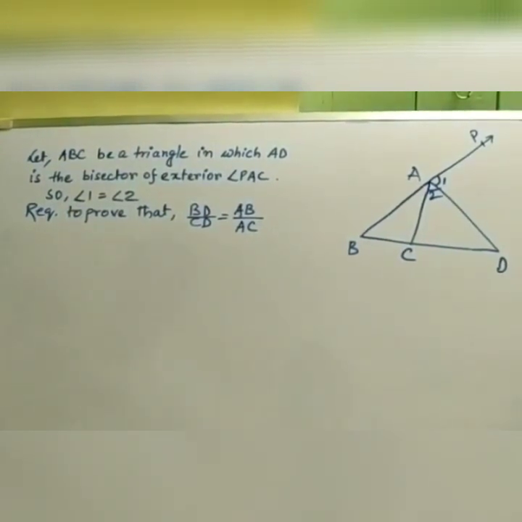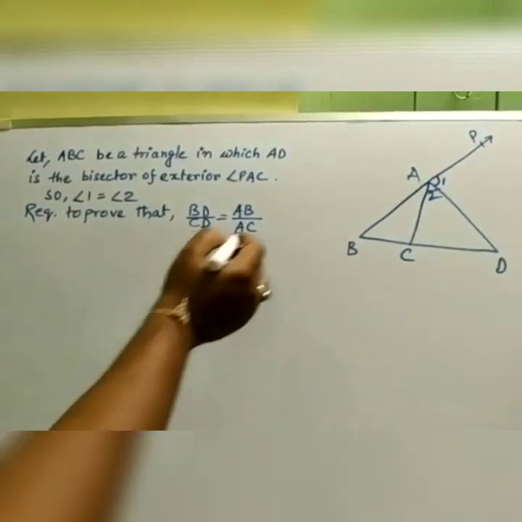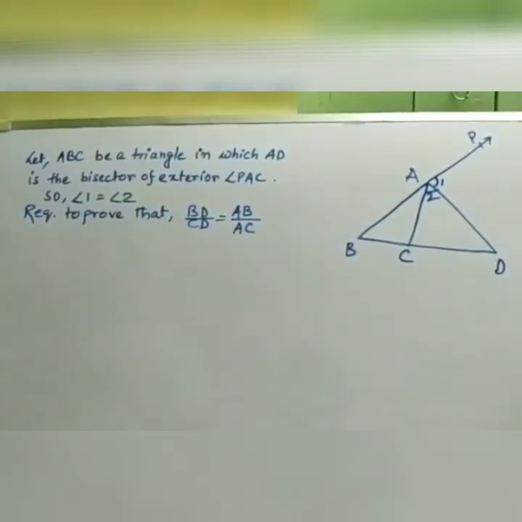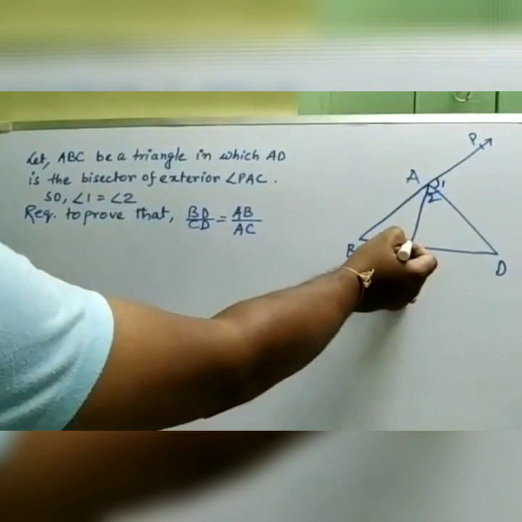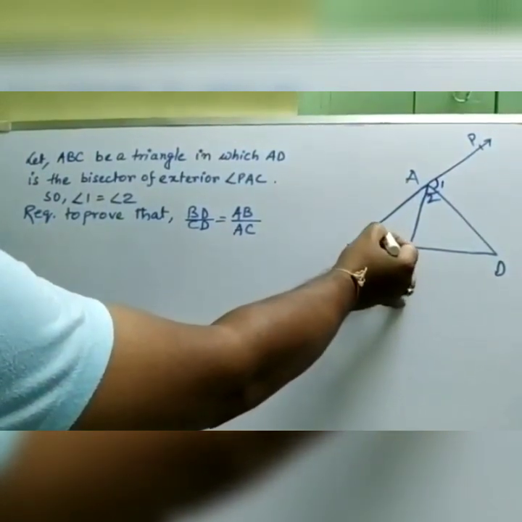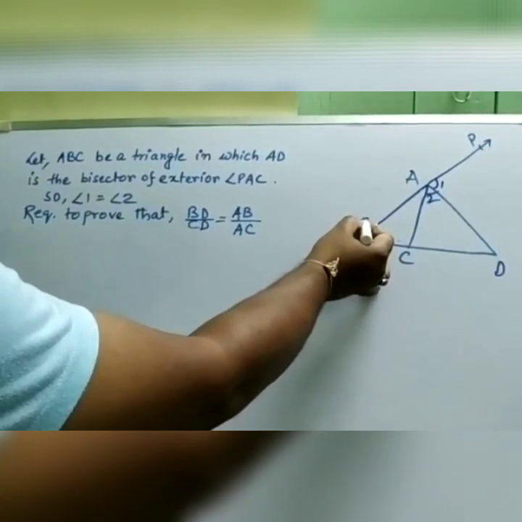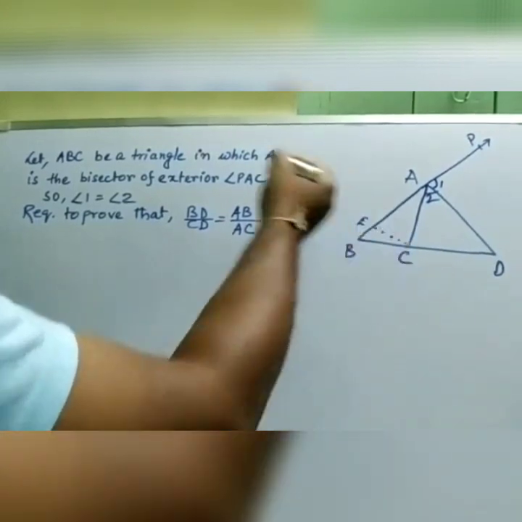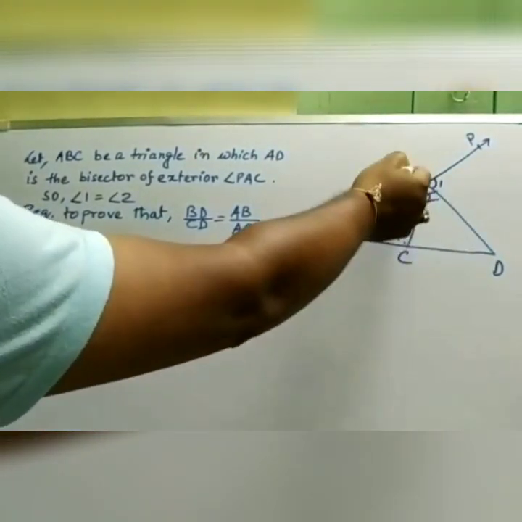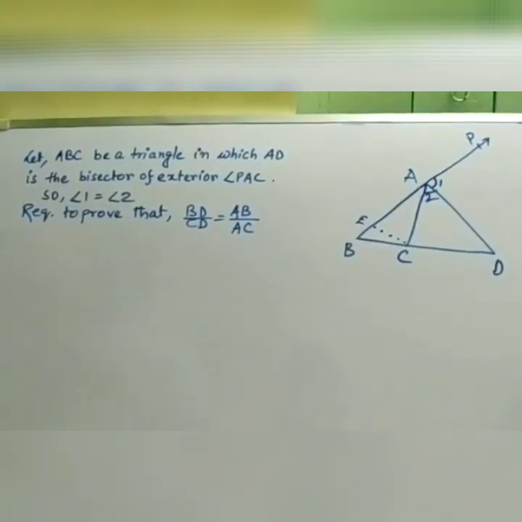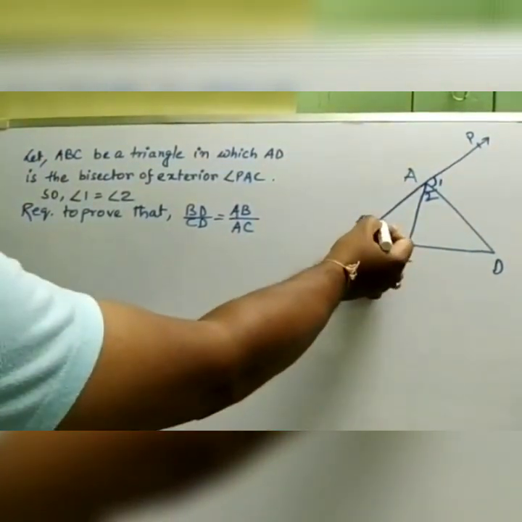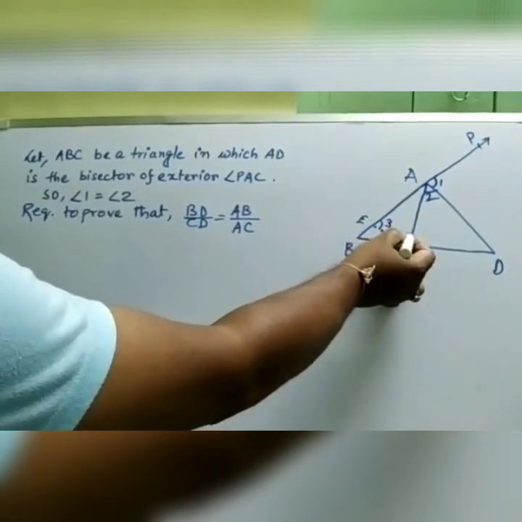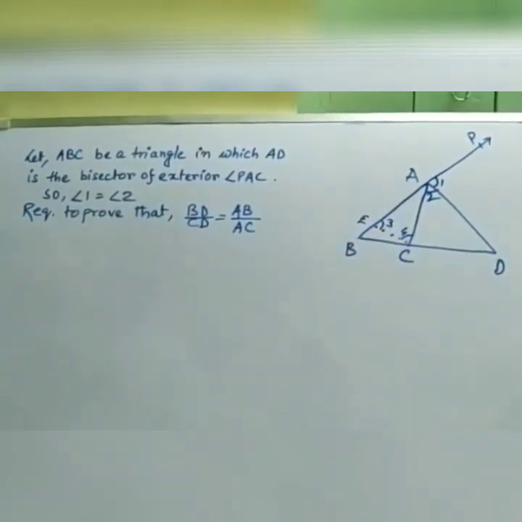So let's go for the proof. Again we have some construction here. So what will be the construction? The construction is the same as we did earlier in the internal bisector theorem. We will draw a line parallel to DA, that is CE, that we are drawing here. You can see that this CE is parallel to DA, and you can see that two angles are formed. We are taking them as 3 and 4, like in the earlier internal bisector theorem.